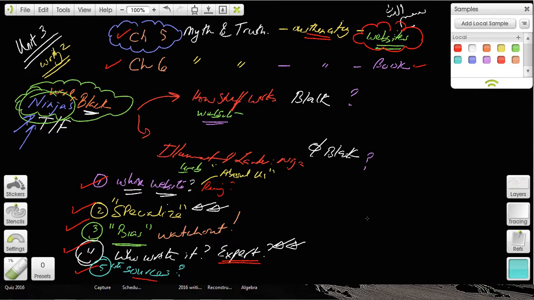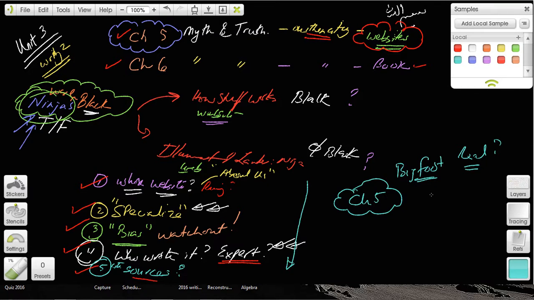The chapter then asks the reader to do some investigation on their own on a particular topic, whether or not, for example, Bigfoot is real or not. So you're supposed to go research like 3 or 4 websites and go through this exercise so you can appreciate the veracity of the information provided by these websites. So that in essence is chapter 5.